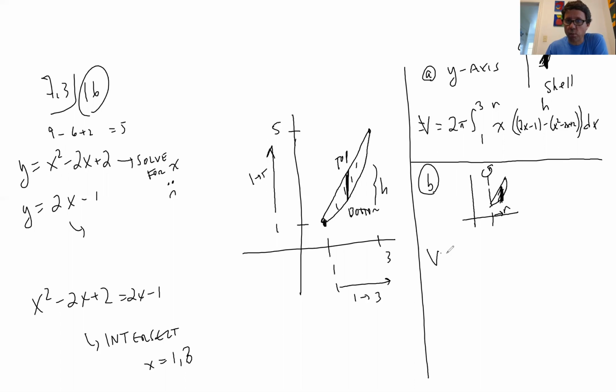So the volume will now be 2 pi, still from 1 to 3. The height is still 2x minus 1 minus x squared minus 2x plus 2. But the radius will change. The radius is now 1 unit smaller. I've moved it in by 1 unit. So that means that my radius is no longer x. I have to take away a unit. That's what I said before, right?